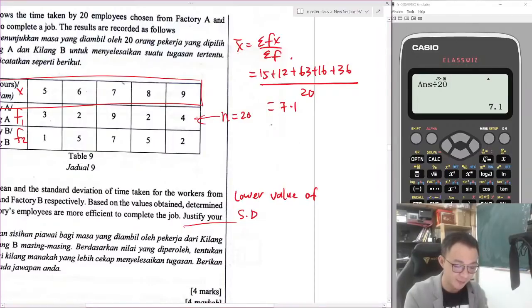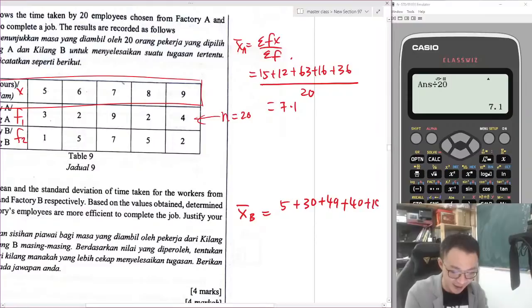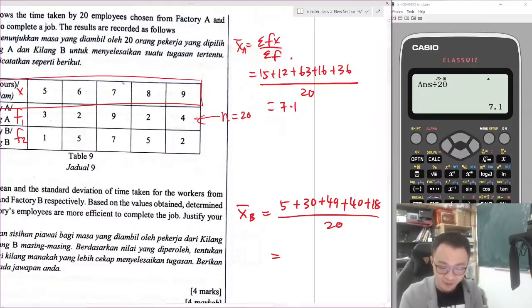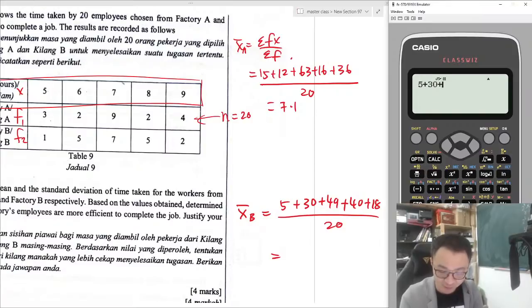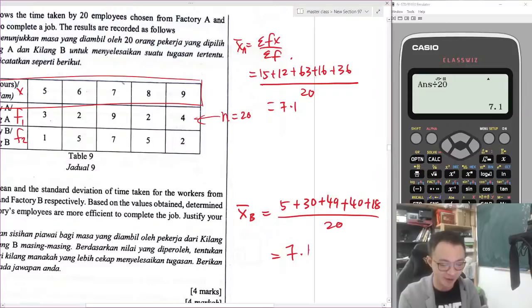Then I need to find my second mean. Mean A. Okay, I use A, it's easier. This one is mean B. Then we do the same thing: 5 plus 30 plus 49 plus 40 plus 18 divided by 20. Then we just use the calculator for this as well. Okay, both have the same mean value. I think they do it on purpose so that you cannot use the mean to compare.